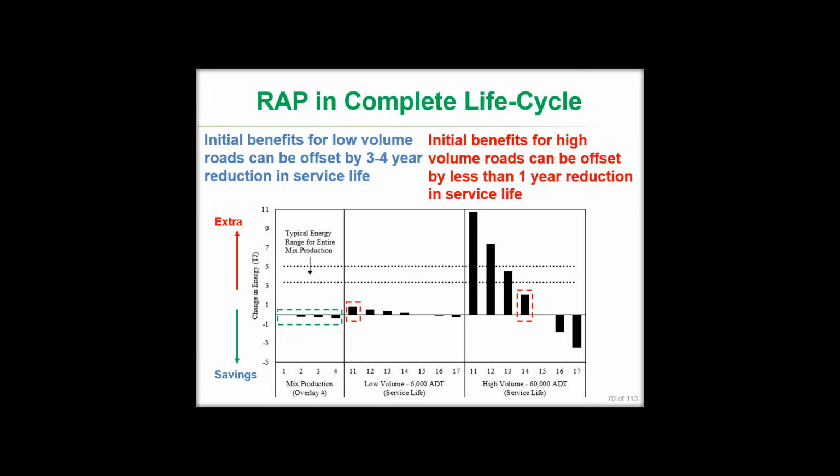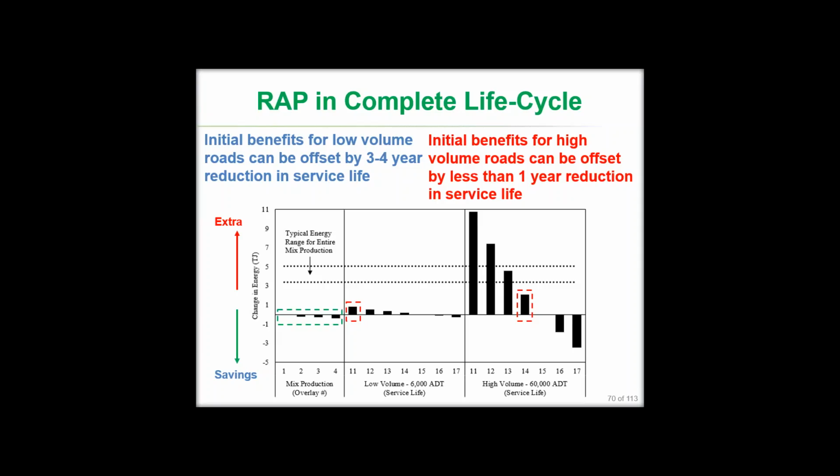And the second and third block in this figure show the energy savings or the extra energy required during the use phase of a pavement. And this use phase energy consumption or emissions result from basically roughness of the road, with the pavement scenarios deteriorating faster or slower with the use of RAP. In the case of scenarios that vary from 11 to 17 years, with an average service life of 15, for low volume roads, we can clearly see that initial benefits for low volume roads can be offset by a 3-4 year reduction in the service life.